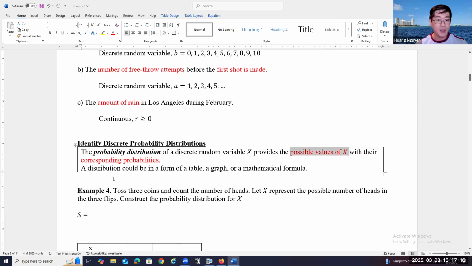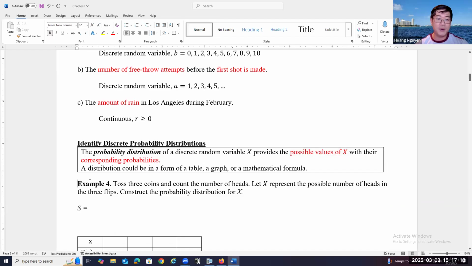Let's give it a try with this example. You're going to toss 3 coins and count the number of heads. Keep in mind, we only do 3 tosses here, and we count the number of heads. The number of heads in the three flips is a discrete random variable. We let x represent the possible numbers of heads in the 3 flips.